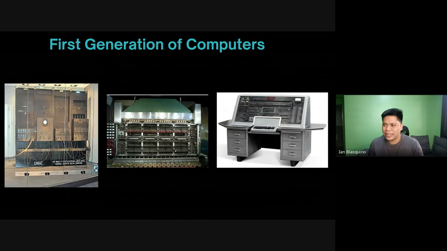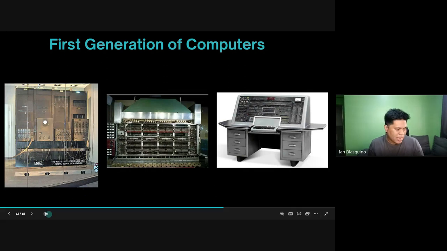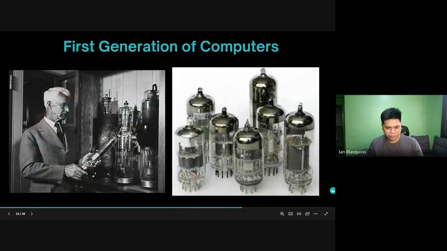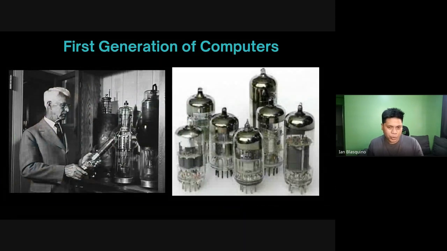So these are what we call the first generation of computers, where the basic components, like memory and the central processing unit, are vacuum tubes. So this is how vacuum tubes look like. In the first generation of computers, this serves as the memory and the central processing unit. And as you can see, vacuum tubes are medyo malalaki, as you can see on our first slide, on our presentation.